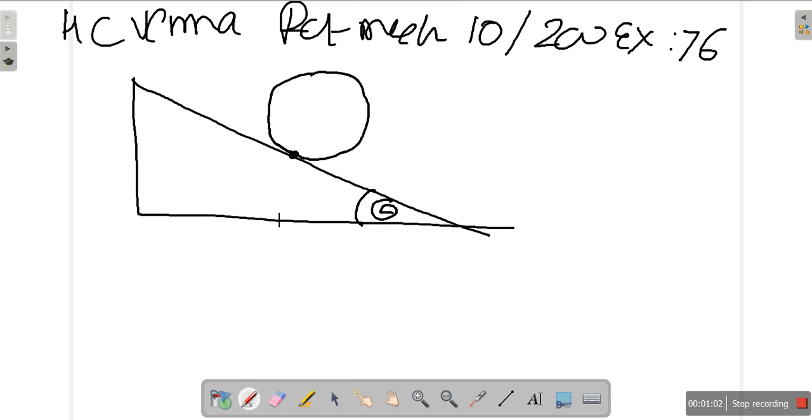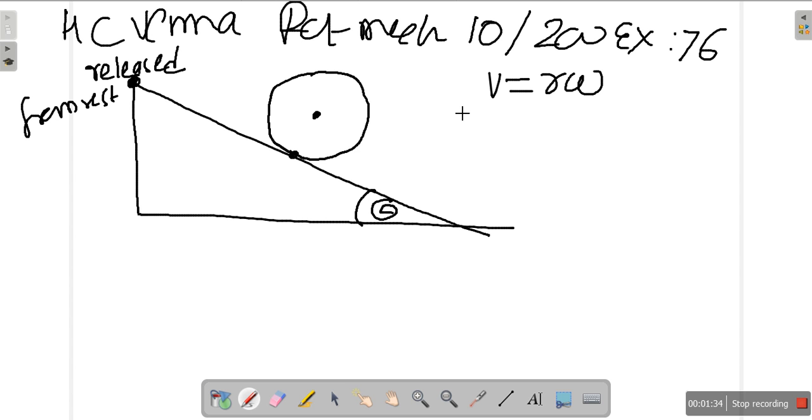We are supposed to find the minimum value of the coefficient of friction so that the sphere rolls without slipping. The sphere is released from rest at this point. At this point, it is rolling down. Now you know for rolling without slipping, the required condition is that v must be equal to R omega.